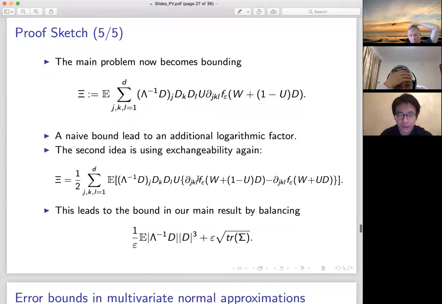Therefore, actually the derivative of the solution becomes worse. However, what you gain is the additional factor of D in the other term, where D is supposed to be small. And balancing these two terms eventually gets our result. That's why you have this epsilon here, but 1 over epsilon for the other term. So we get a square root of that fourth moment term in the end. So that basically is a proof of our main result.